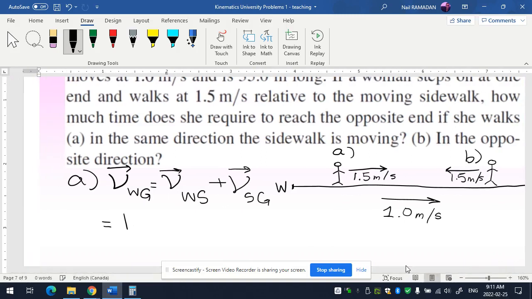So 1.5 meters per second east plus 1 meter per second east. Yeah, the ground observer just sees the sidewalk, whether there's a person on it or not, move 1 meter per second that way. Great. So 1 meter per second.